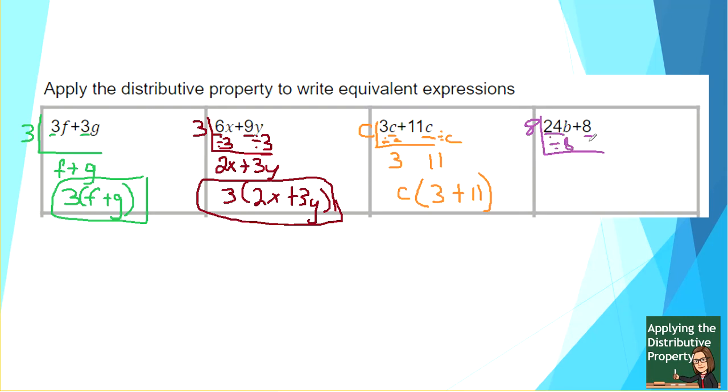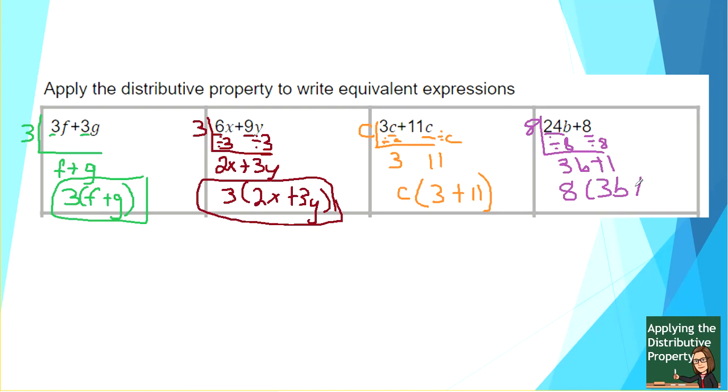So divide by 8, divide by 8. So 24b divided by 8 is going to be 3. Don't forget to keep the b. If you forget to keep the b, it's not going to be the same. And then 8 divided by 8 is 1. And you must keep it as a 1. So you put the 8 on the outside and your numbers on the inside.